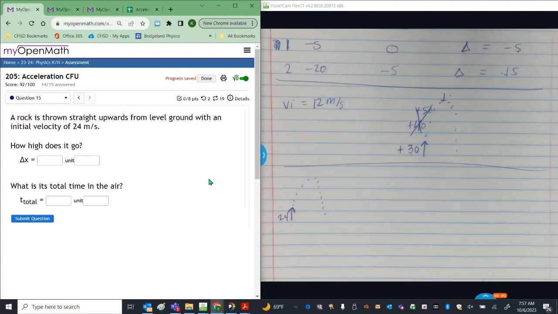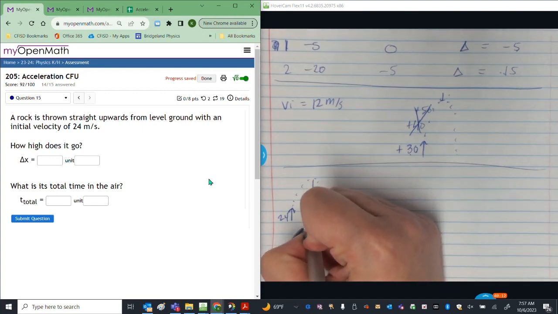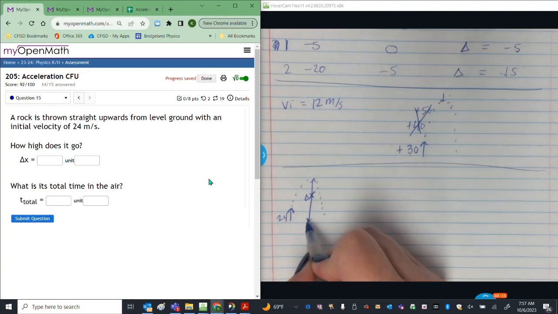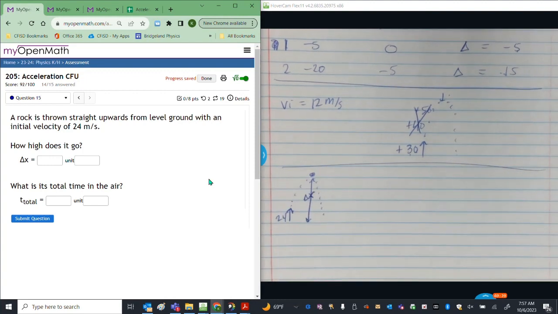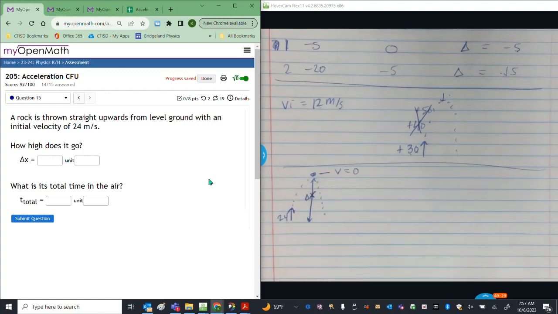Again, if I want to solve for how high it goes, I'm looking for this. And if I need to find that displacement, then I need to know something about that point. What do I know about that point? The velocity right here is 0. I know that about that point. You need that to solve this. You can't solve it without it.